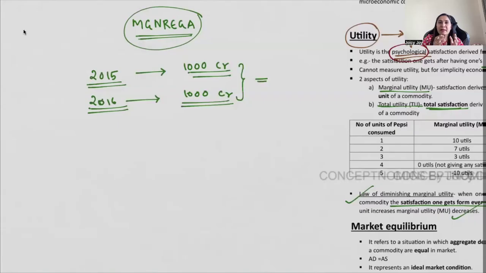So what would be the psychological impression that would be created in the minds of the beneficiaries? Here we can apply the law of diminishing marginal utility. Their satisfaction will tend to reduce because they are getting the same benefit as in the previous year. Automatically, people will lose the excitement or the satisfaction from the scheme.